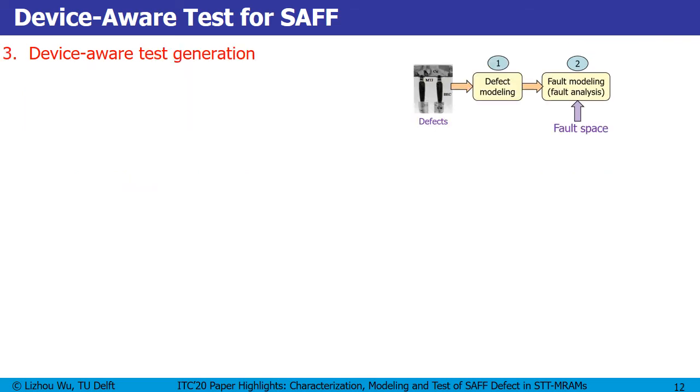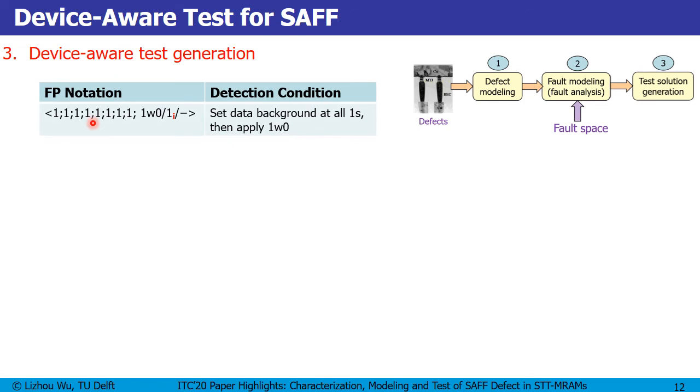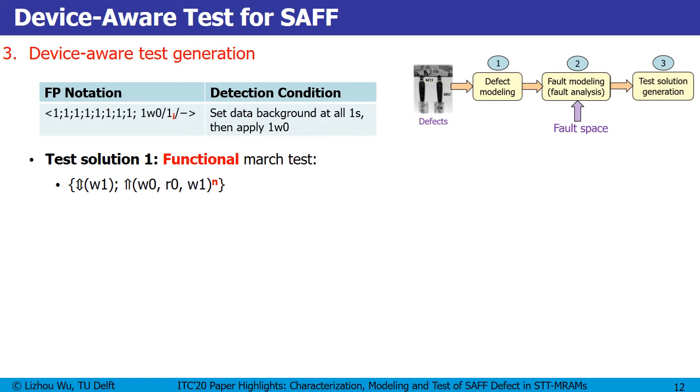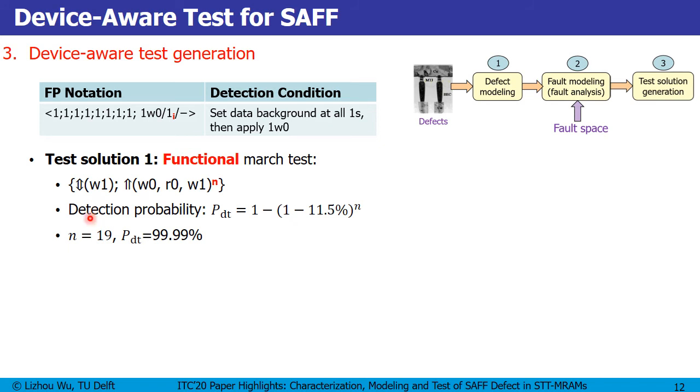Finally, we do device-aware test. Based on this fault primitive, we can get a detection condition. To detect this fault, we have to set a data background of all ones, then apply a down transition operation. Based on this, we can get a functional March test. Because the fault is intermittent, we have to repeat the second part a number of times to increase the detection probability. For example, if you repeat 19 times, you can probably detect this fault. But of course, this test is very expensive.